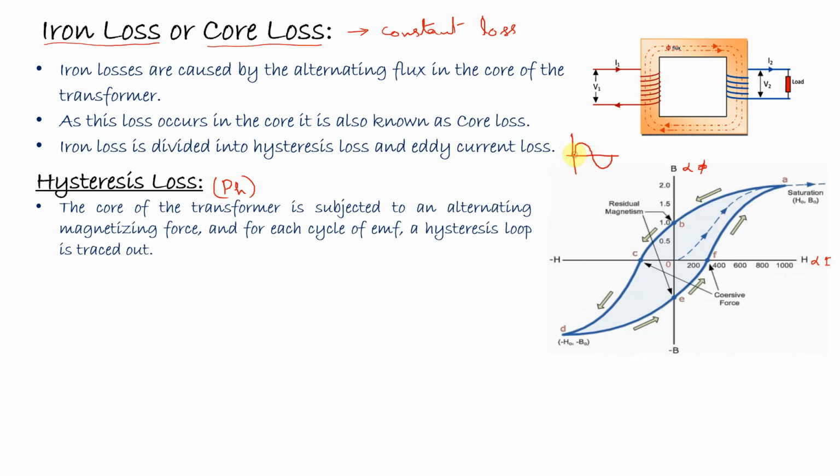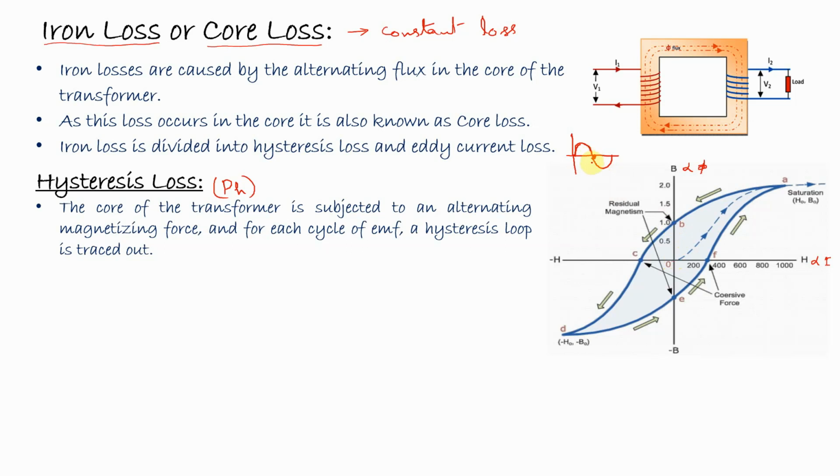So when current is zero, flux will be zero. As the current is gradually increasing, the flux will also be gradually increasing. And when the current is decreased, the flux will also decrease, but it will follow some other path. After half cycle, when the current becomes zero, that means the magnetic field intensity H becomes zero, it can be seen that some amount of residual flux is present in the core of the material. This is because of the retentive force of the material.